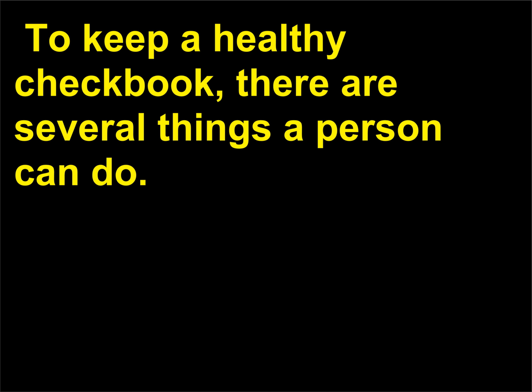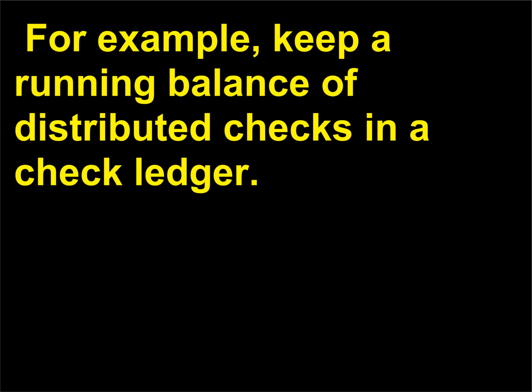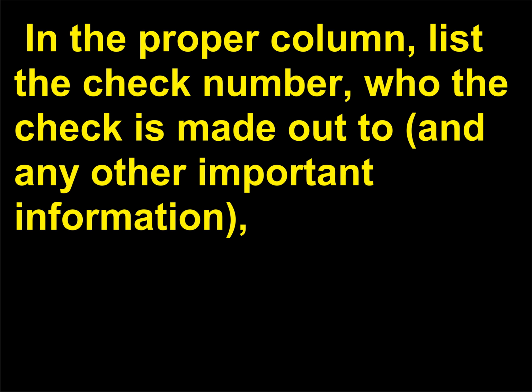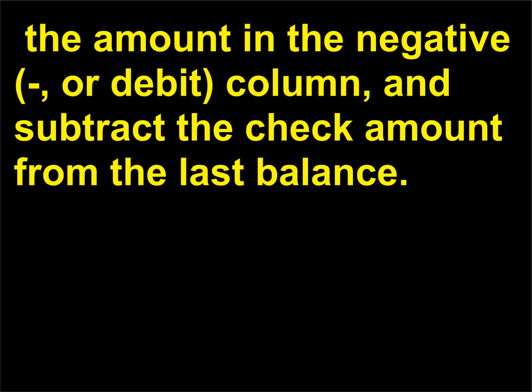To keep a healthy checkbook, there are several things a person can do. For example, keep a running balance of distributed checks in a check ledger. Whenever you write a check, write the amount in the ledger booklet most banks give with the checks. In the proper column, list the check number, who the check is made out to, and any other important information. Put the amount in the negative, dash, or debit column, and subtract the check amount from the last balance.